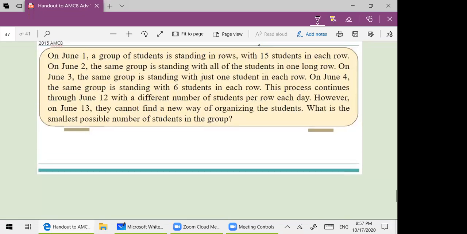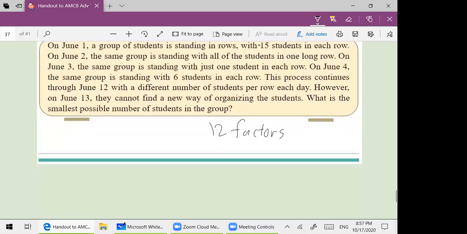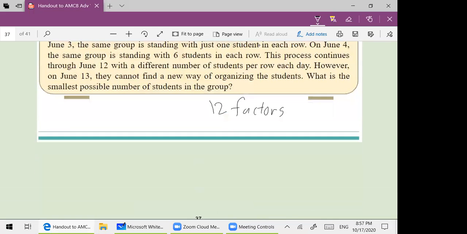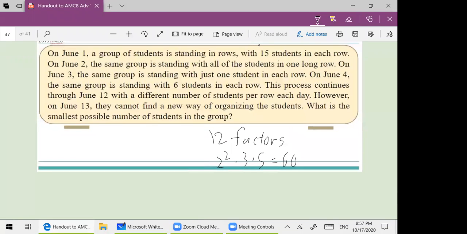Okay, so for this problem, it's basically just saying the number of students has 12 factors. And the smallest number that satisfies that is 2 squared times 3 times 5 equals 60. And conveniently, 15 is a factor of 60, and so is 6.